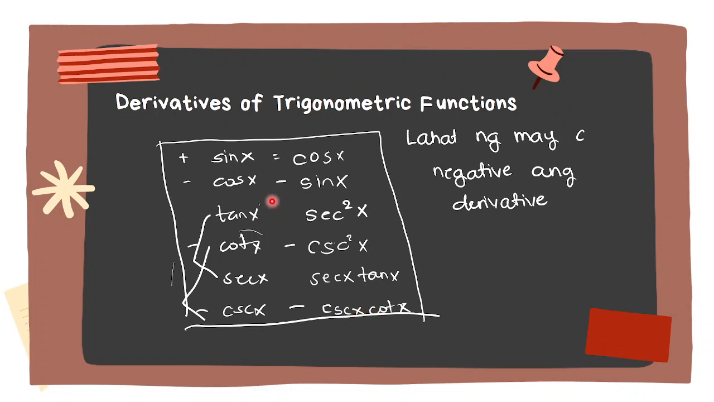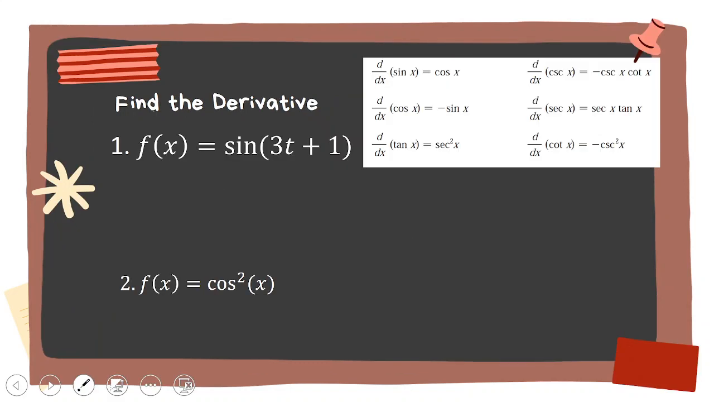So, don't forget the sign. It's just an alternative from positive, negative, positive, negative, positive, negative, if your arrangement is correct. But for shortcut, lahat ng may C, negative ang derivative. Naintindihan? Okay, let's try to solve this problem.